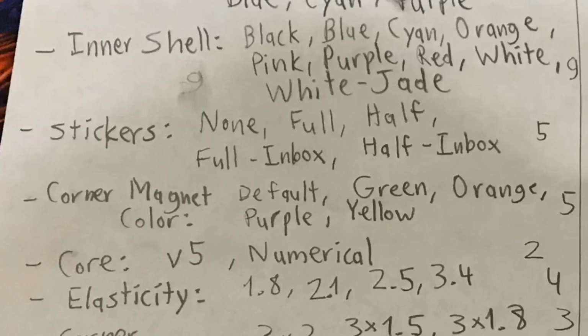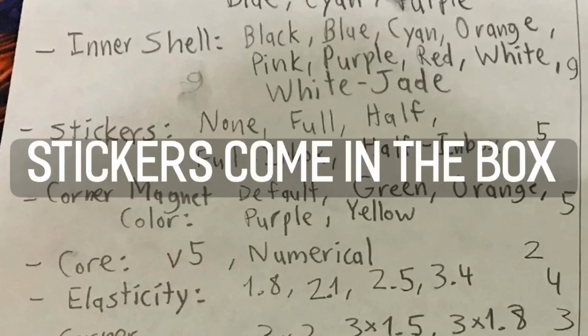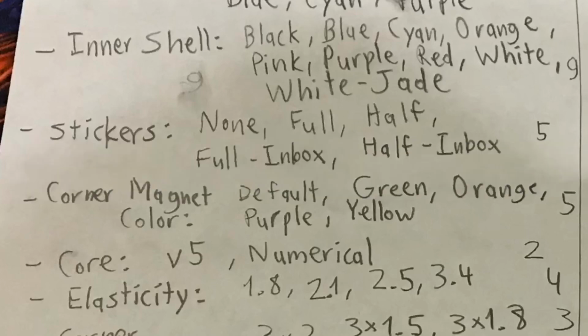We can have no stickers, which is weird, full bright, half bright, full inbox, or half inbox stickers. For the last two, I actually have no idea what those are. Now the corner magnet color. This is just the color of the magnet. We can have them the default color, green, orange, purple, or yellow.